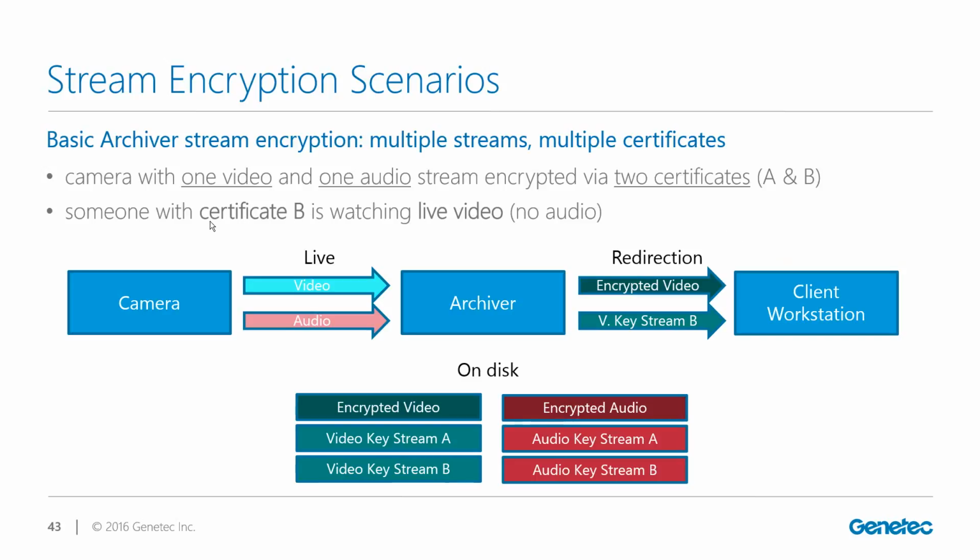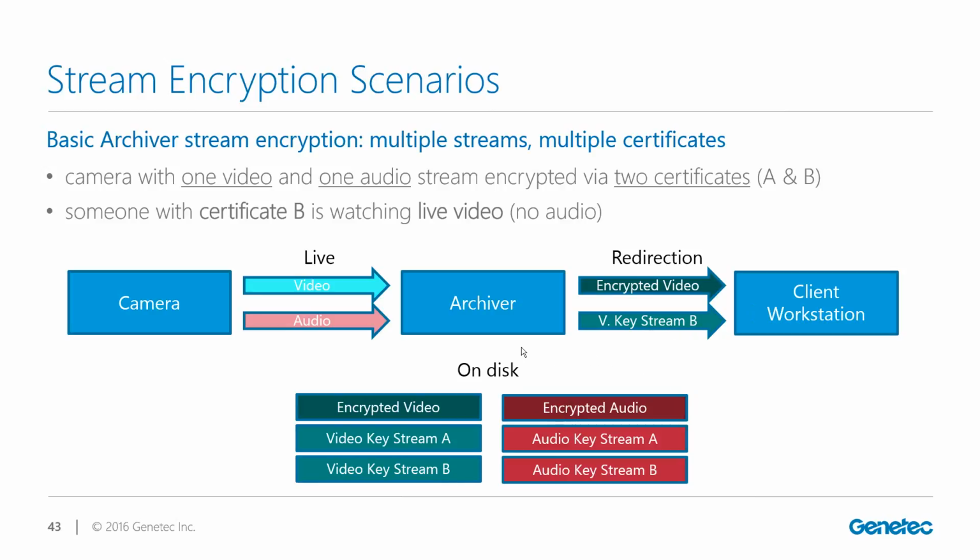Let's say a client that has certificate B installed is requesting to watch video, just video, no audio from this camera. From the camera, we're getting the live video and audio coming in. Again, this isn't encrypted yet, and that's going into the archiver, and as soon as it hits it, it gets encrypted. Then what gets redirected to the client workstation is first that symmetrically encrypted video stream, and it's also sending that asymmetrically encrypted key stream for certificate B.